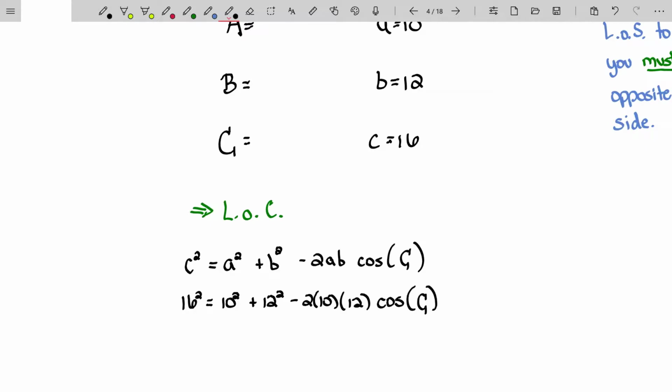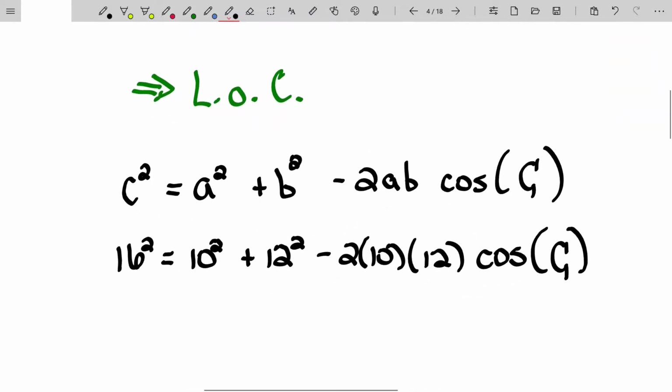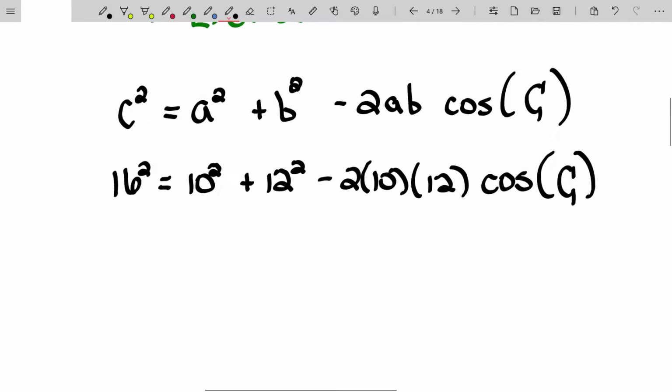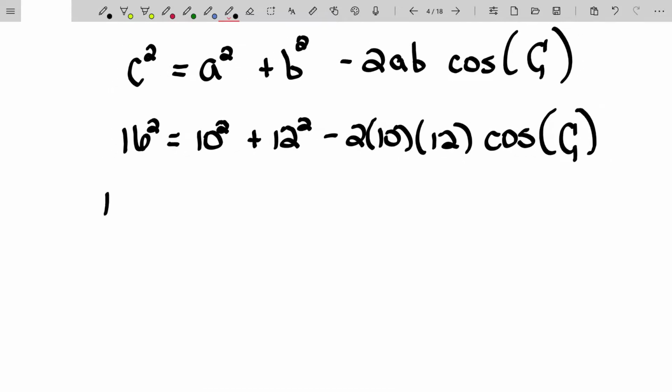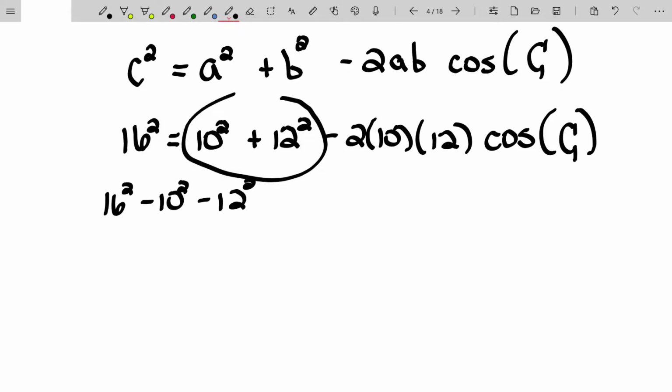And as I mentioned in my video on proving the law of cosines, I don't want my students to memorize 6 different formulas. It's just enough to know the one formula, the modified Pythagorean theorem here, the c squared equals a squared plus b squared, and then the modification minus 2ab cosine of c. If your unknown is that angle, start solving for it. You would get 16 squared minus 10 squared minus 12 squared, so that would move all this stuff to the other side.